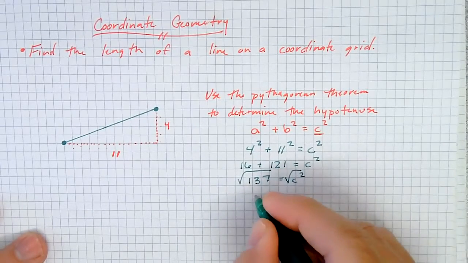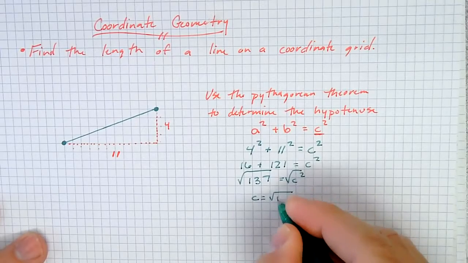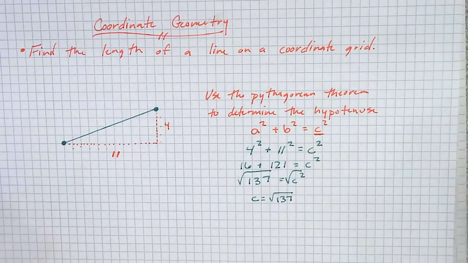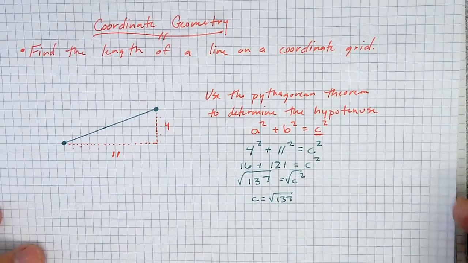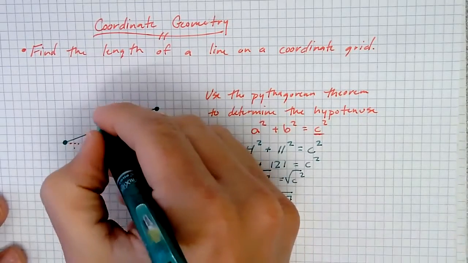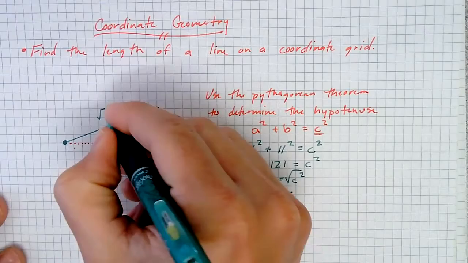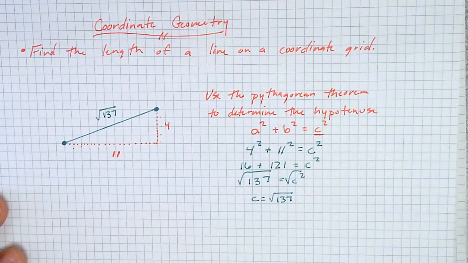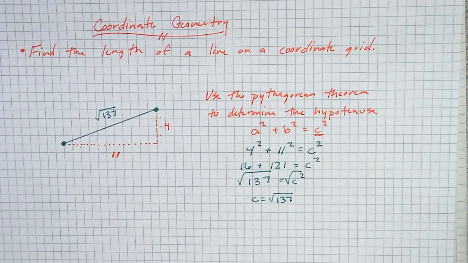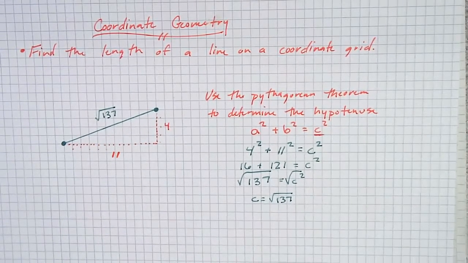Take the square root of both sides. So c is the square root of 137. If it's a perfect square and it comes out nice and neat, that's great. If not, okay, just leave it as the square root of 137. No need to put it into a calculator and try to round. You're probably going to mess it up. So just leave it as is.